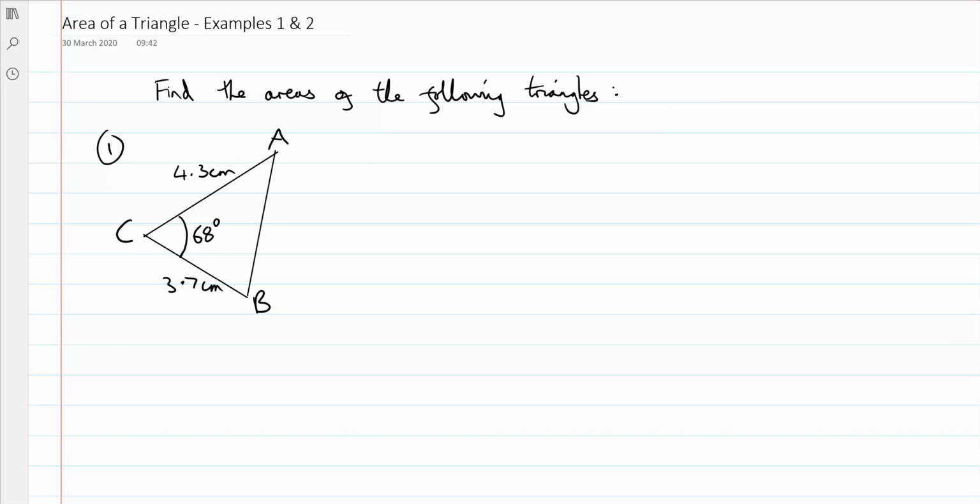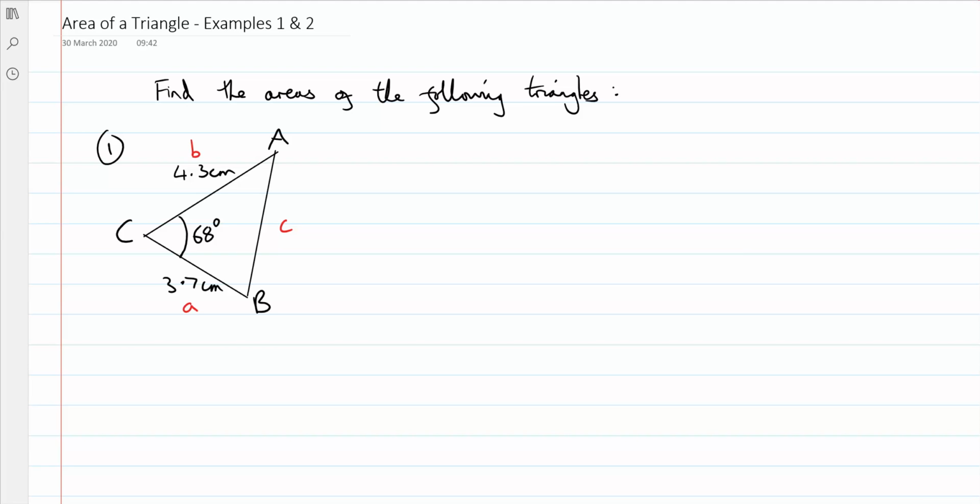So first thing to do is to label the triangle, as is often the case. So opposite big A, opposite angle A, we want little a. Opposite big B, we want little b. And opposite big C, we want little c. In fact, I'll do them in red.